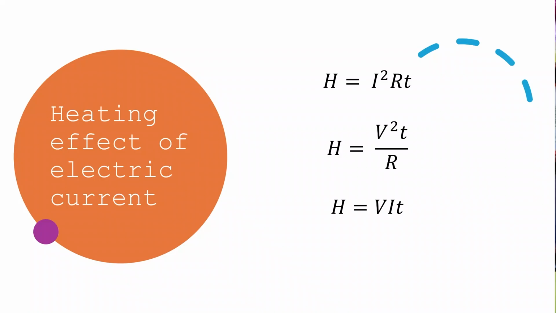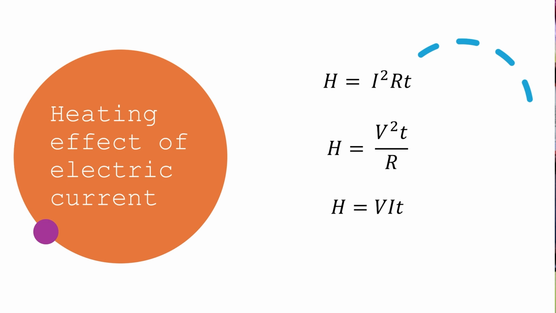Heating effect of electric current. There are many applications of heating effect of electric current, as you know. These are the different formulas for finding out the heat produced. This is also called Joule's law of heating, as you know. First formula is I squared RT. Second is V squared by R into T. Third one is VIT.